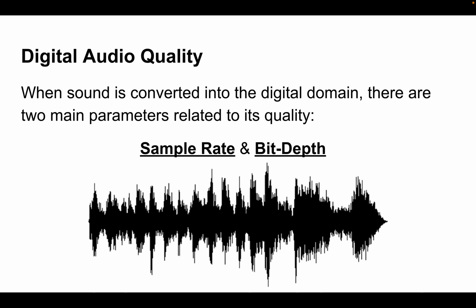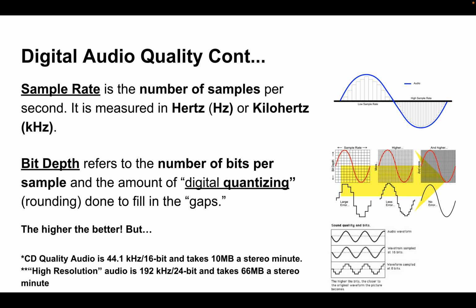When we are capturing or recording audio from the analog domain, the domain of vibrations, to the digital domain, the domain of zeros and ones, we consider two parameters in terms of quality: sample rate and bit depth.